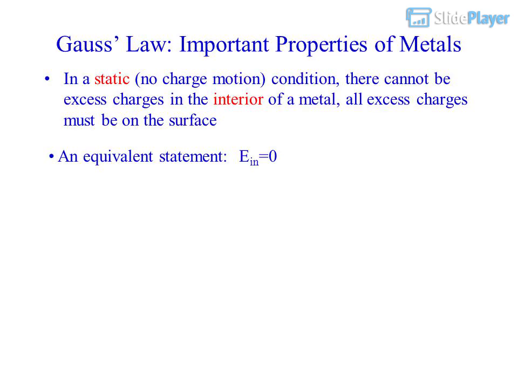Gauss's law: important properties of metals. In a static, no charge motion condition, there cannot be excess charges in the interior of a metal. All excess charges must be on the surface. An equivalent statement: E inside equals 0.